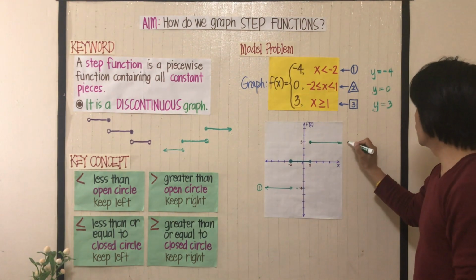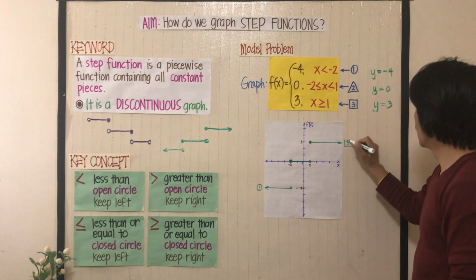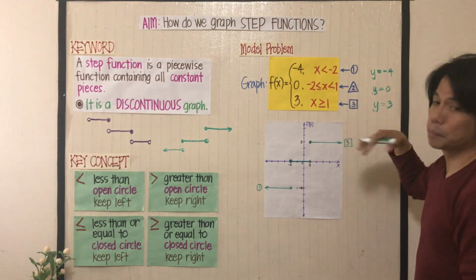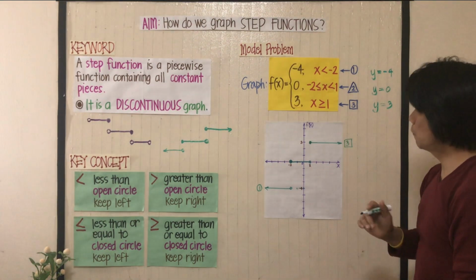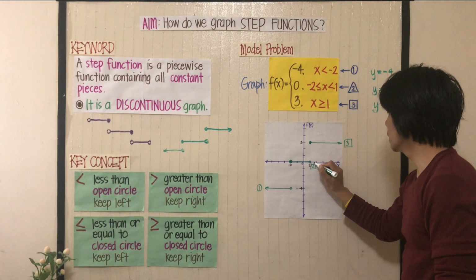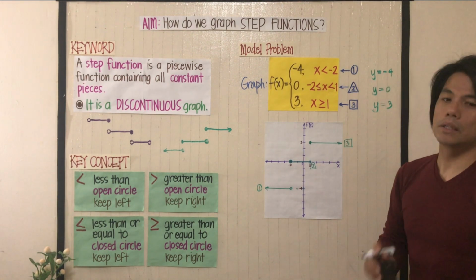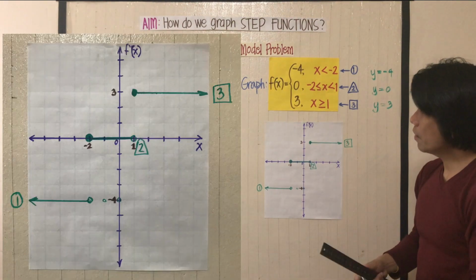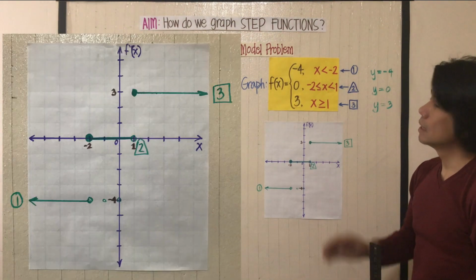So this is your third part of the step function, and this is the second part. Let's label it 2 inside a triangle. And there you have it. That's how you graph the step function.